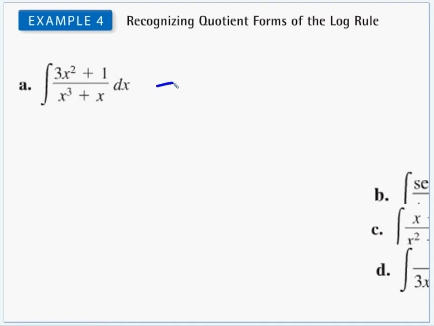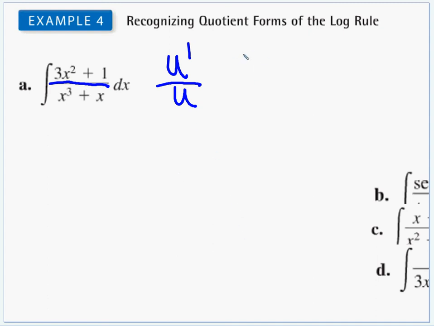So I'm looking at this denominator. That's my u, x cubed plus x. What's the derivative of x cubed plus x? Well, that would be 3x squared plus 1. And look at that. Our numerator is exactly perfectly the denominator's derivative. So this one is ready to rock and roll.